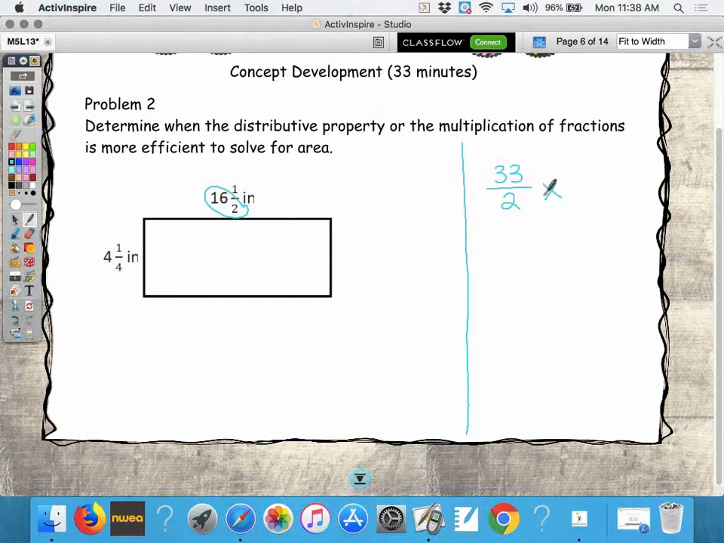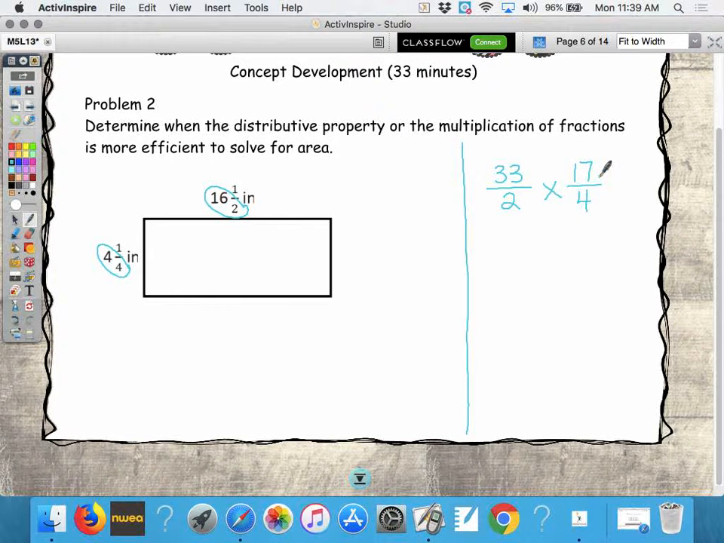change 4 1/4 to an improper fraction. So 4 times 4 is 16, plus one more, 17/4. And then I'm going to look at this. Do 4 and 33 share any factors? Too bad that's not 32, right? What about 2 and 17? Nope. No, because this is a prime number and it's odd.